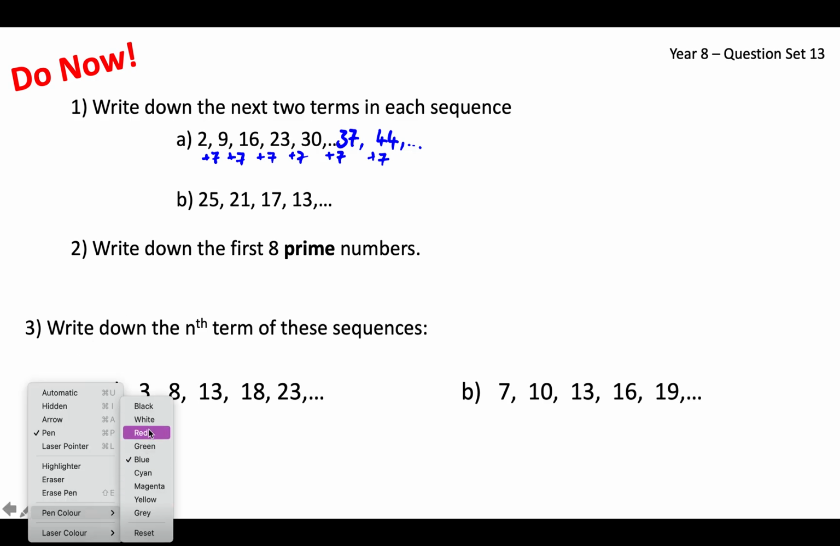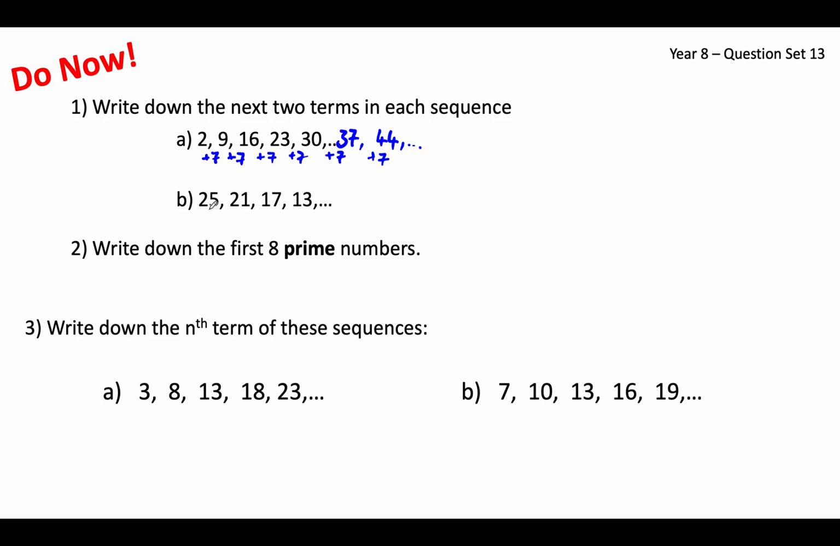Let's do a little pen change. This one, what's happening from one term to the next? This time we're actually subtracting something. We're taking away 4 every time. So we take away another 4 to get 9, and take away another 4 to get 5. And we keep doing that to continue the sequence. So 9 and 5 are the next two.